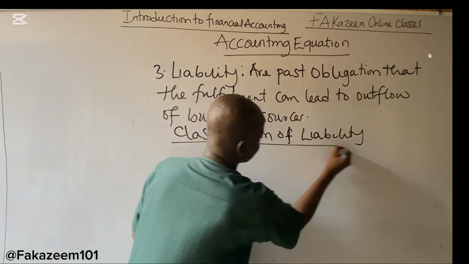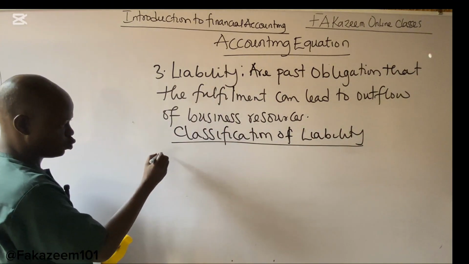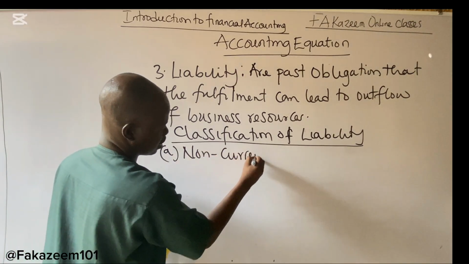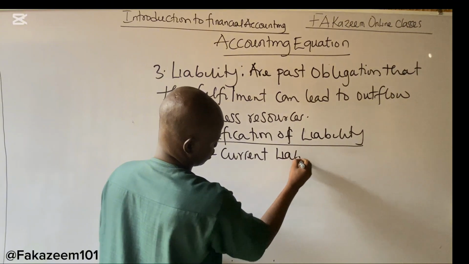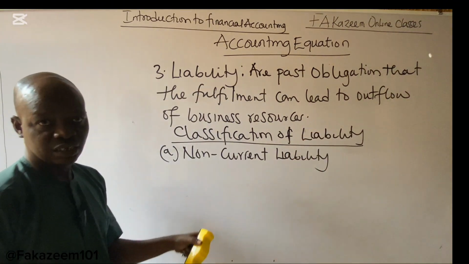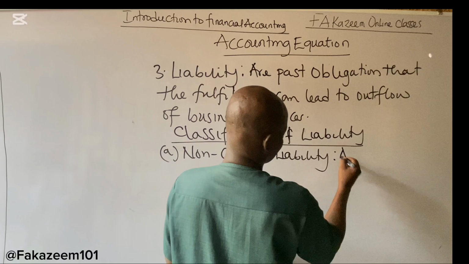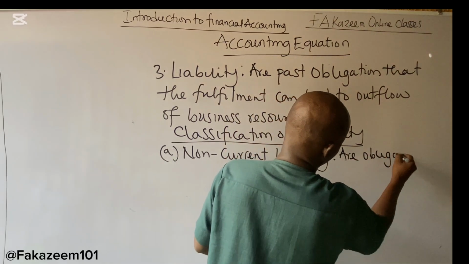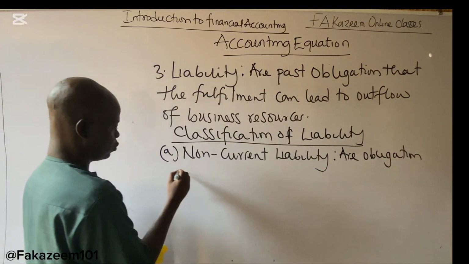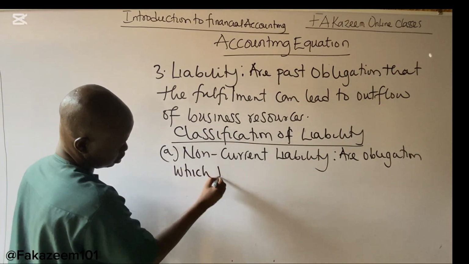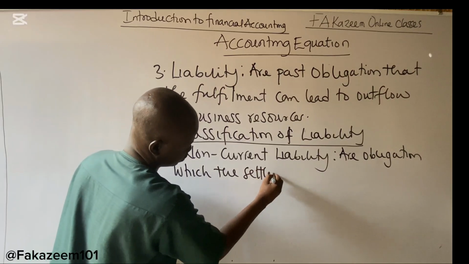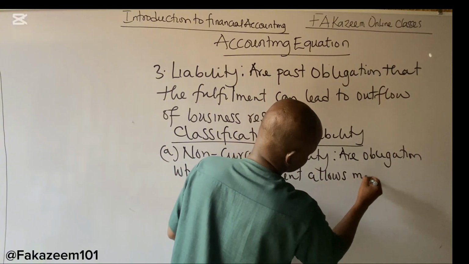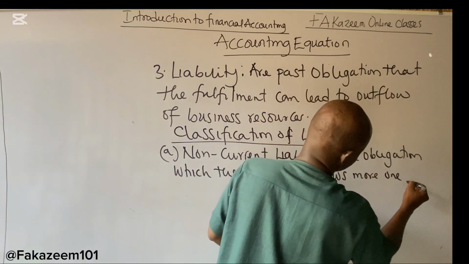As a beginner, liability is classified into two. We have what we call non-current liability. And what is non-current liability? These are obligations which the settlement allows more than one accounting year.